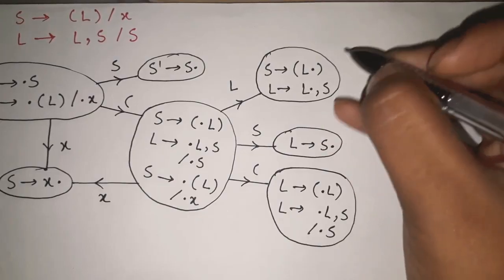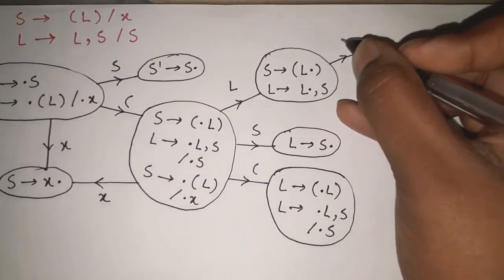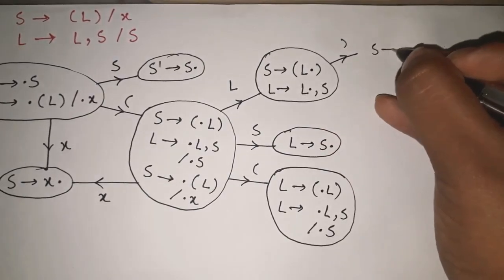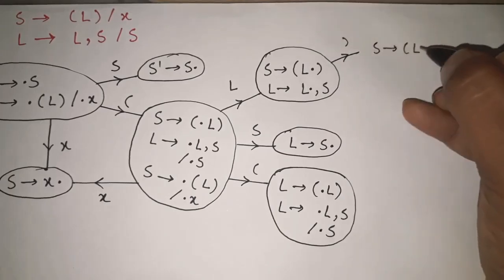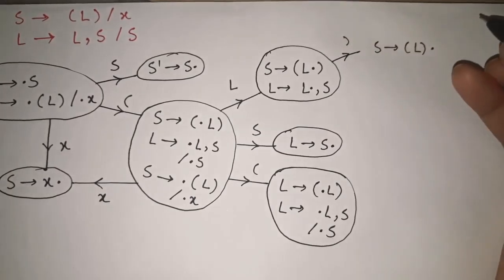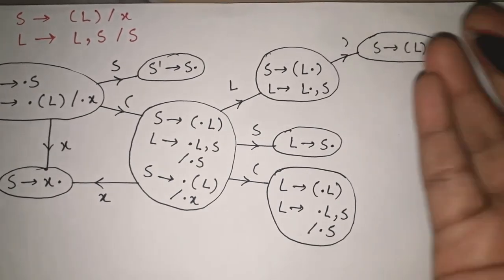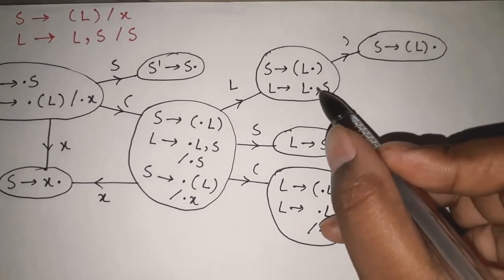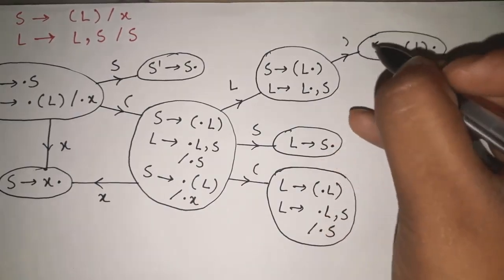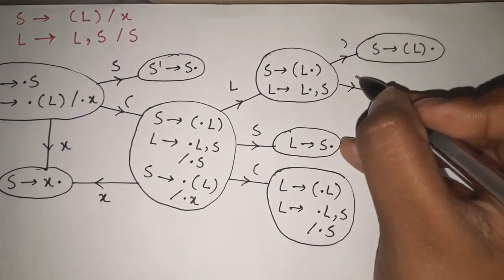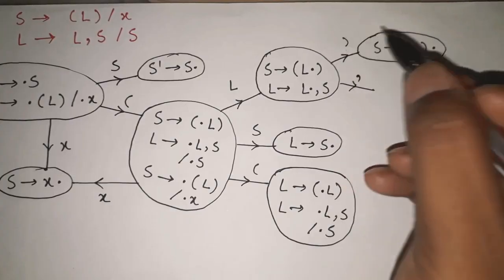Okay. Now for closing bracket. For closing bracket, if I work, I will get S gives closing bracket and then dot. Fine. Here again we got dot at the end, so I will not proceed it further. Now here after dot we are having comma, so here comma. Okay, this is comma and this is closing bracket.